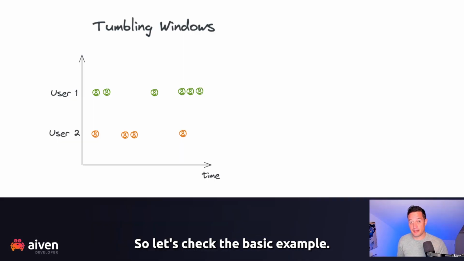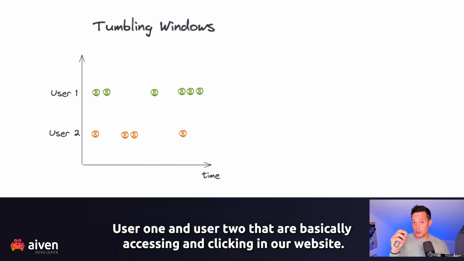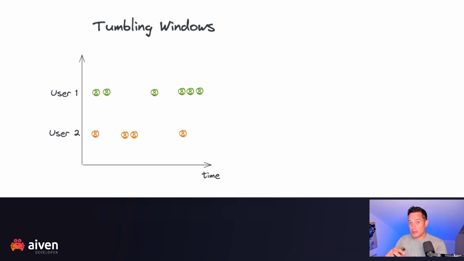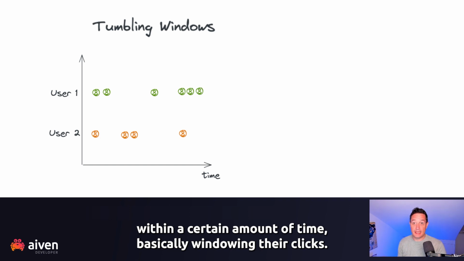So let's check the basic example. In here, we have two users, user 1 and user 2, that are basically accessing and clicking in our website. Now we want to count the number of clicks within a certain amount of time, basically windowing their clicks.